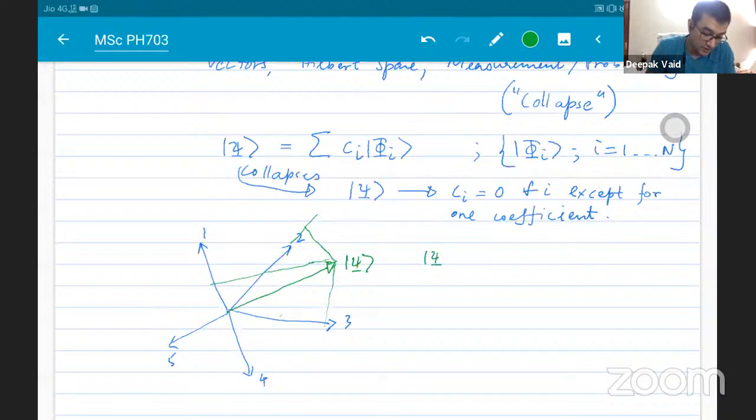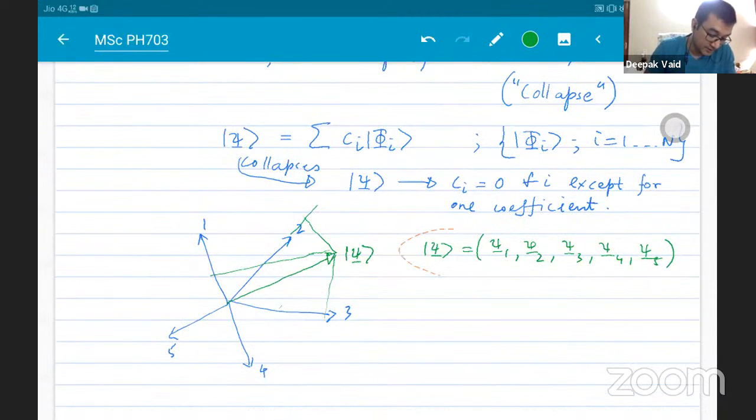Okay. So for example, if this is a 5-dimensional Hilbert space, it will have 5 components: psi 1, psi 2, psi 3, psi 4, and psi 5, right? And so which one of these will be picked out, we don't know. Okay, so this is important to understand.